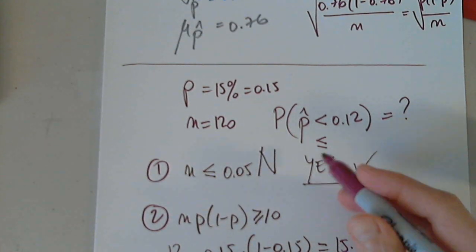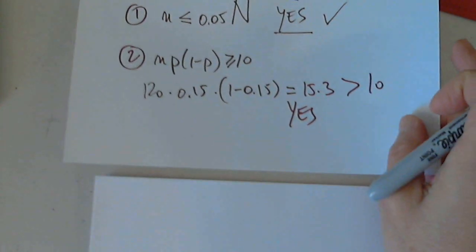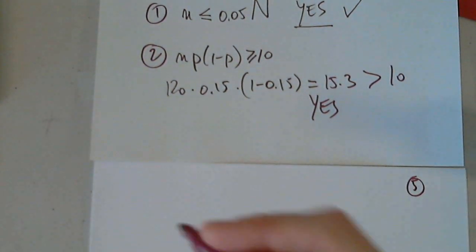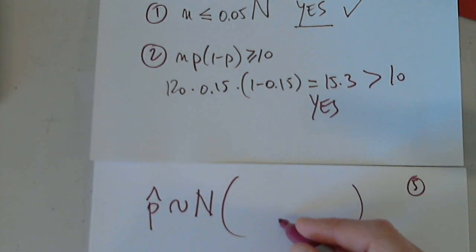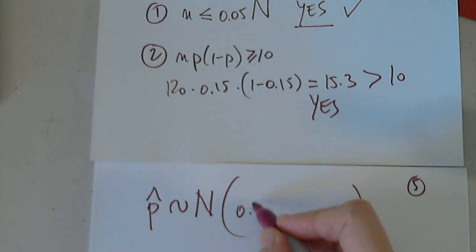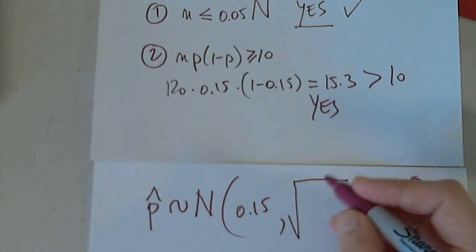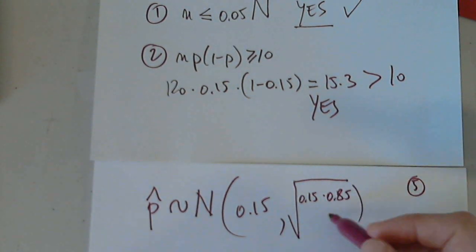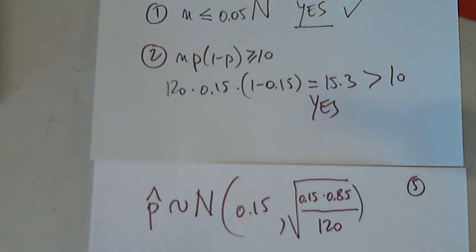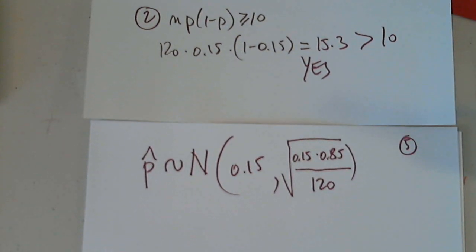So yes, both conditions are fulfilled. Only then I will say that p hat is normally distributed, or approximately normally distributed, with mean, the population mean, and standard deviation, I don't know, the square root of 0.15 times 0.85, I already subtracted 1 minus 0.15, divided by 120. So this is the sampling distribution for p hat. I'm going to determine it.